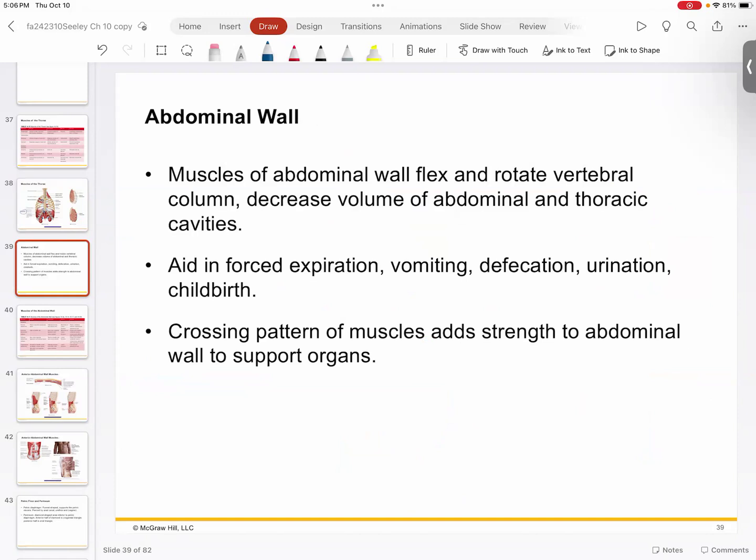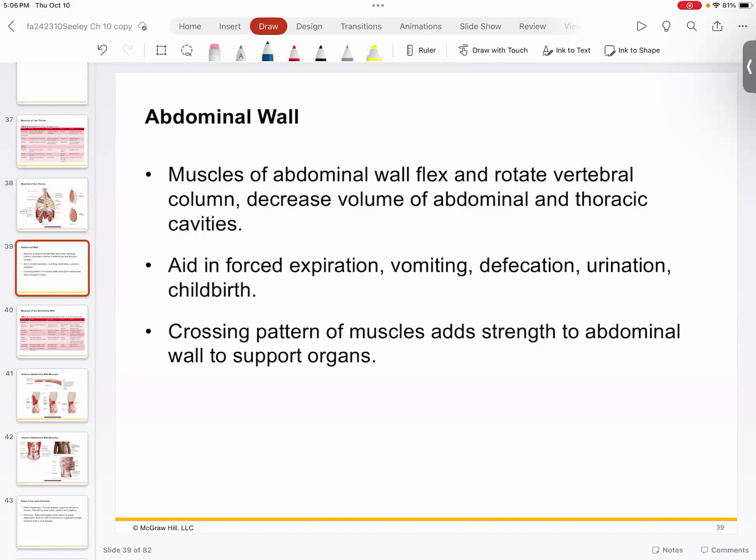So the abdominal muscles, the muscles of the abdominal wall, can also play a role when you're breathing, because these two cavities, thoracic and abdominal, are kind of connected. Obviously the diaphragm is the dividing line, but it's not an airtight dividing line, right? So you have communication between the two of them. When your abdominal wall flexes, you can decrease the volume of the abdominal cavity and the thoracic cavity together at the same time.